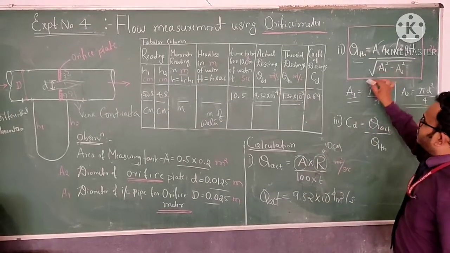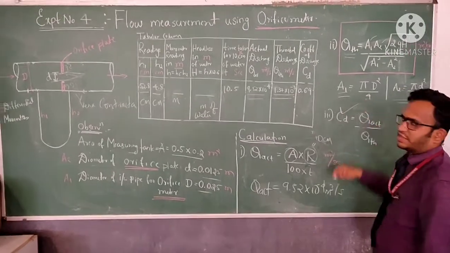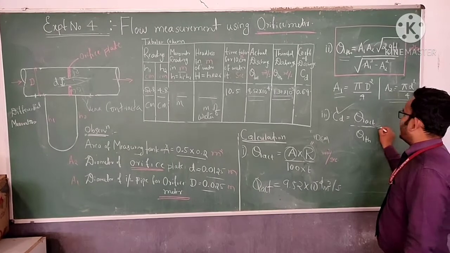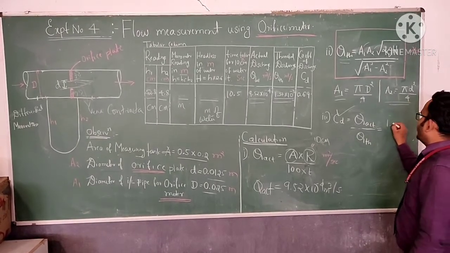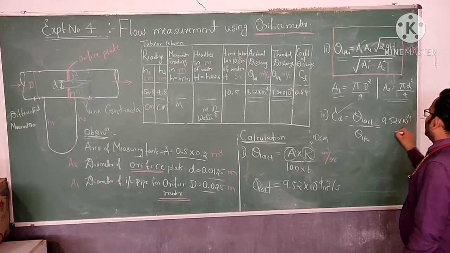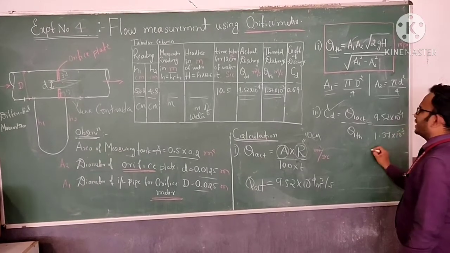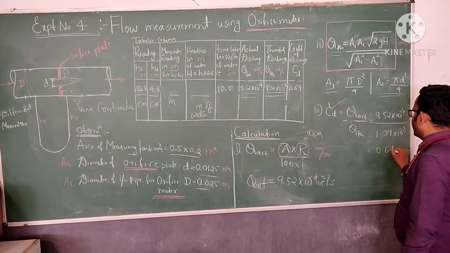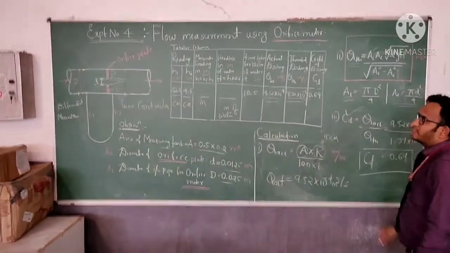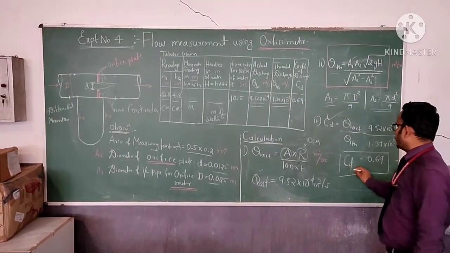After getting both Q actual and Q theoretical, we are going to determine the coefficient of discharge. The coefficient of discharge is Q actual by Q theoretical. When we divide 9.52 into 10 raised to minus 4 by 1.37 into 10 raised to minus 3, we get 0.69. This is the value of the coefficient of discharge. So this is the experiment which we have done for the orifice meter, and this is the coefficient of discharge which we have got.